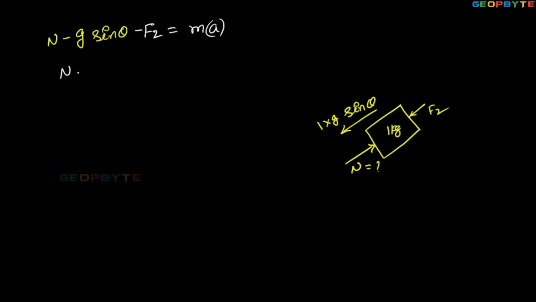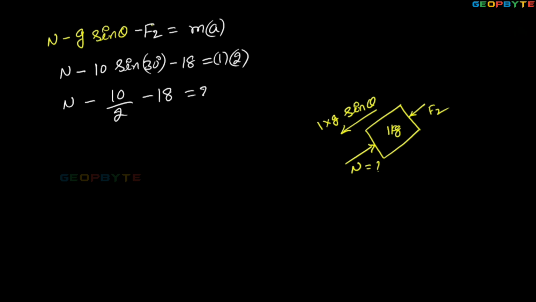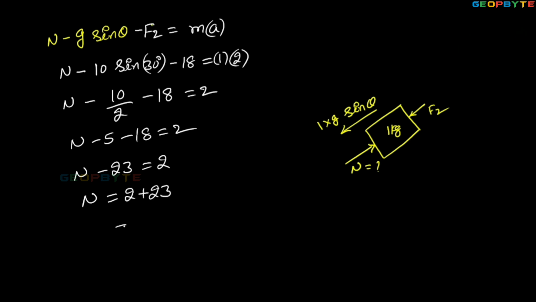Here N minus 10 sine 30 minus 18, since F2 is given as 18, equals mass 1 kg times acceleration 2. N minus 10 by 2 minus 18 equals 2. N minus 5 minus 18 equals 2. N minus 23 equals 2. Therefore, the normal force between the 2 kg and 1 kg is 2 plus 23, which is 25 newtons. That is the normal force acting between the 2 kg and 1 kg.